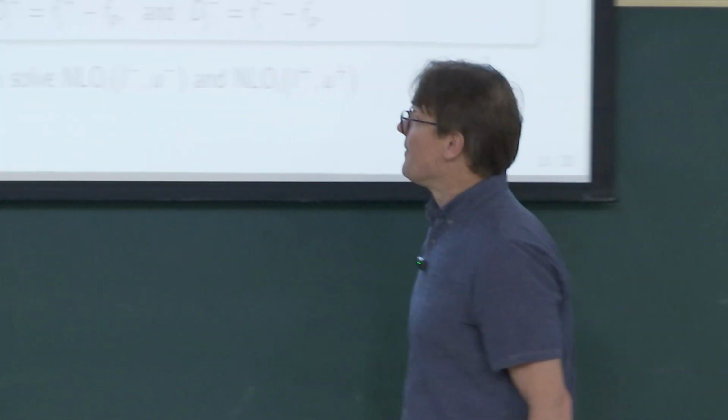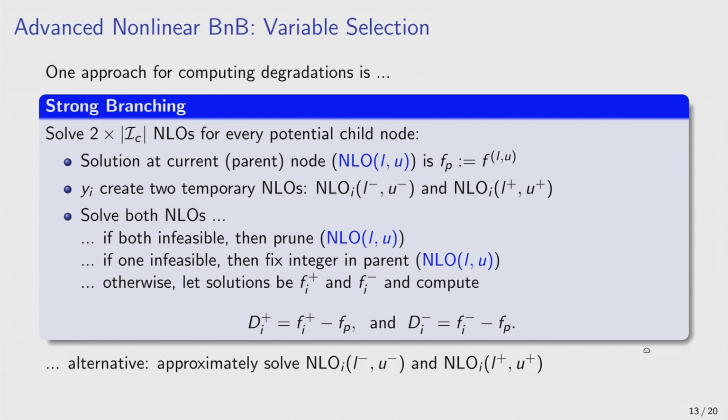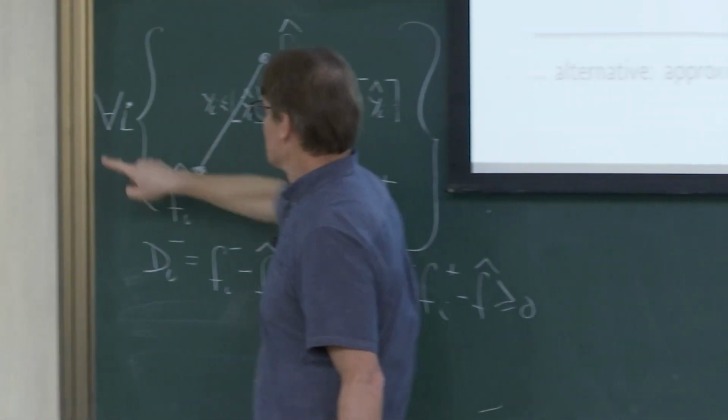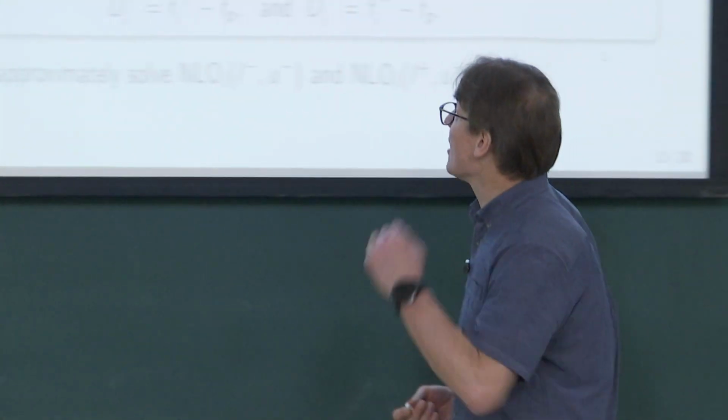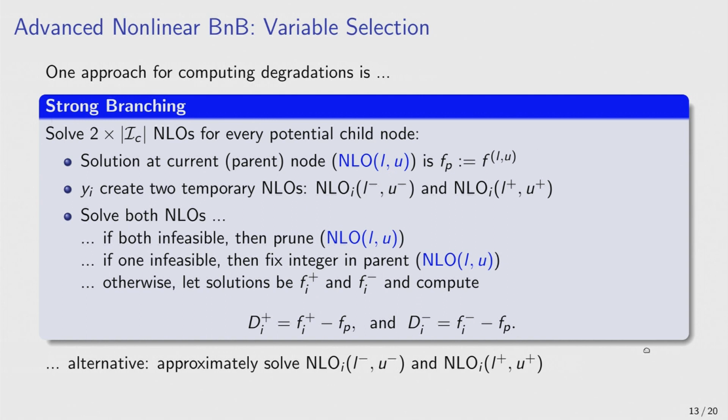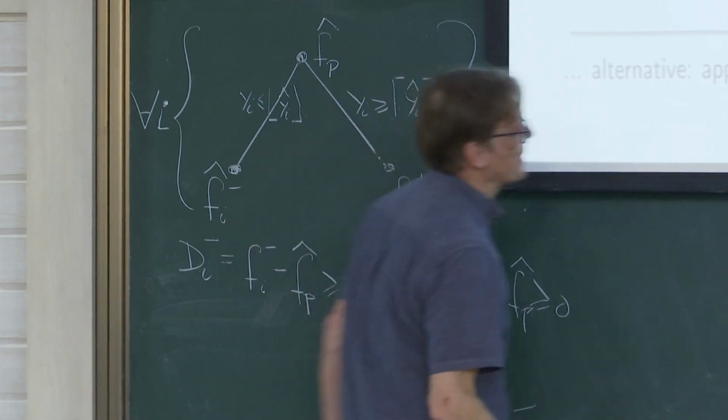The first one that I indicated over there is called strong branching. Strong branching basically says what I told you over here, which is solve these two problems. In fact, there are 2 times the number of fractional integer variables problems that you need to solve to get these estimates, and then compute these degradations. FP here is the parent one, so this would be this one here. That's the FP. So now the notation matches.